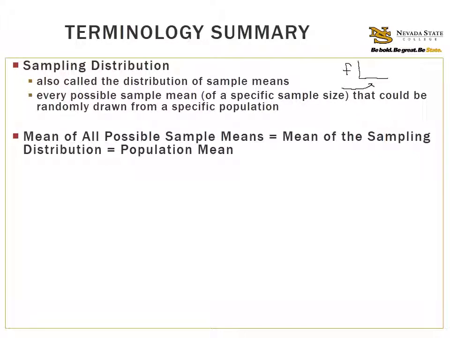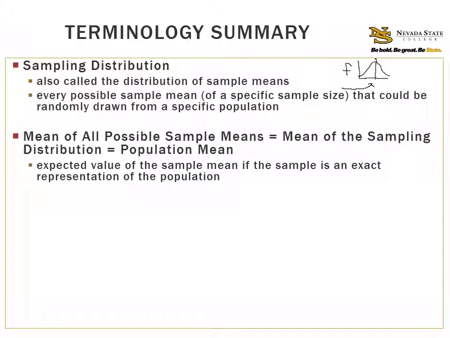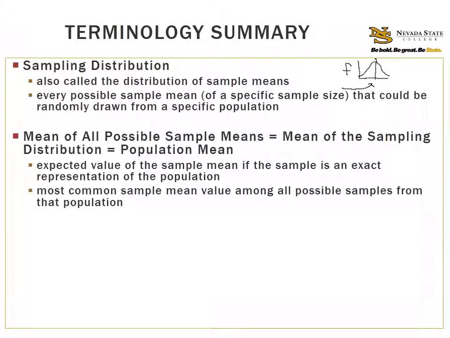Now, the mean of all possible sample means, right, the thing in our normal distribution that goes in the middle, is equal to the mean of the sampling distribution, which conveniently is equal to the population mean. Hooray. So we just still put the population mean right in the middle. So this is really just saying what the expected value of the sample mean would be if the sample is an exact representation of the population. And it would be the most common sample mean value that could be found among all possible samples from that population. Remember, most common, highest frequency. So on average, your sample means will be close to the population mean, but not always.